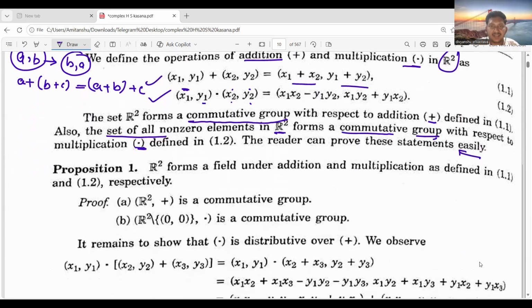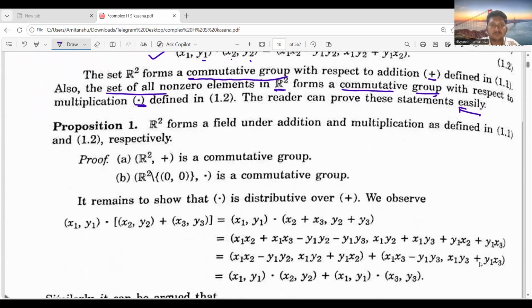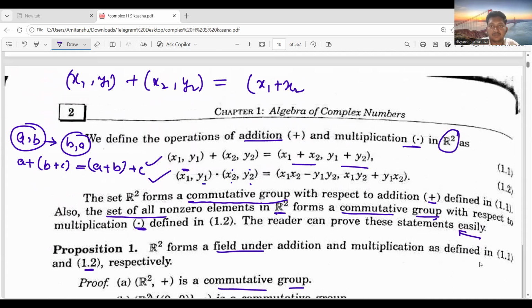So here I have some proof related to the forms of field under addition and multiplication. Okay, here is the 1.2 part respectively. So the first thing is that for the addition section, these form a commutative group. And next, here is a commutative group for the multiplication portion. Okay, you know it very well. These are the two things I am speaking about, addition and multiplication.